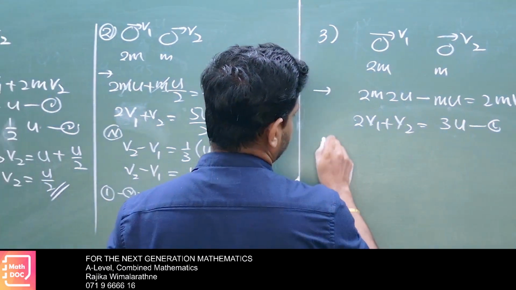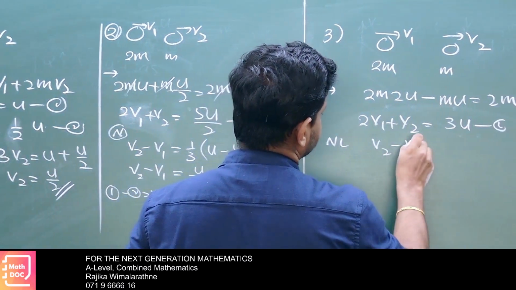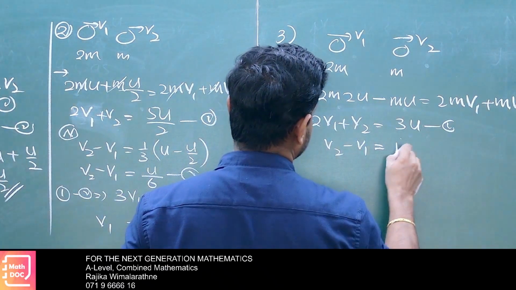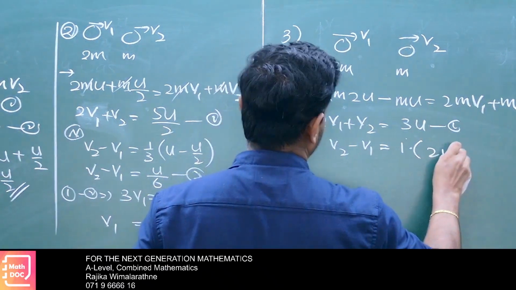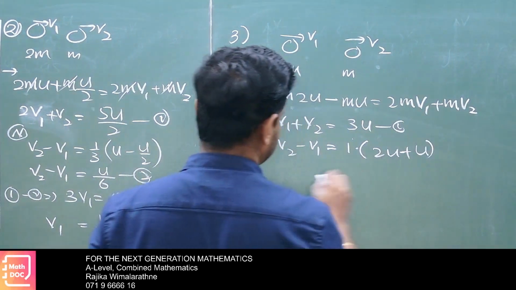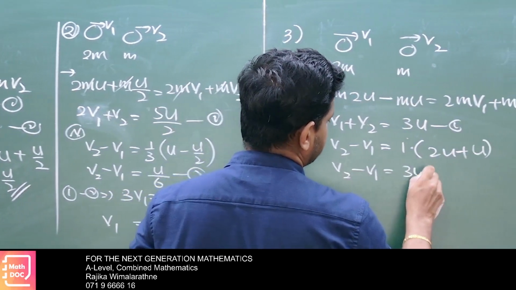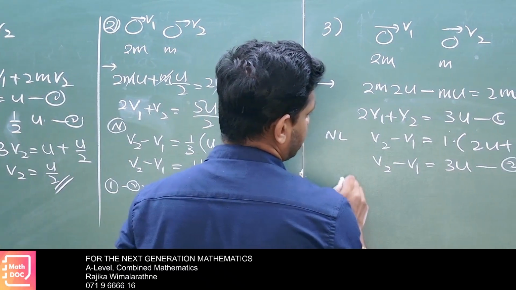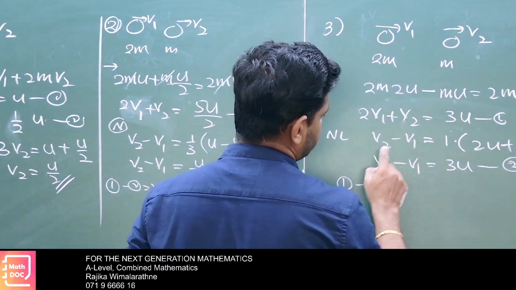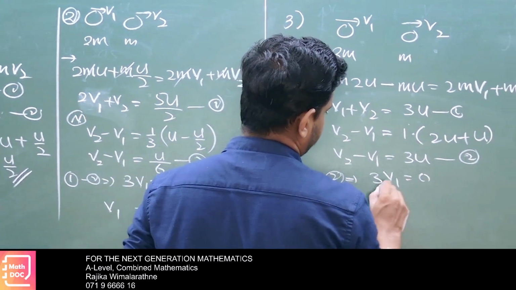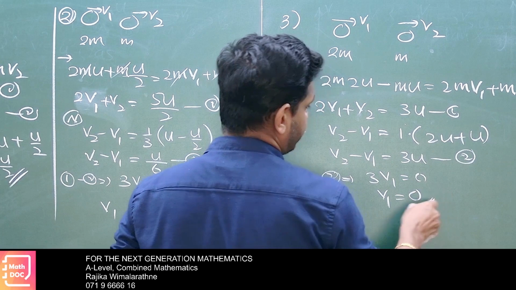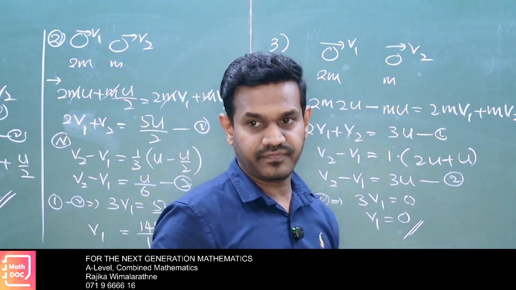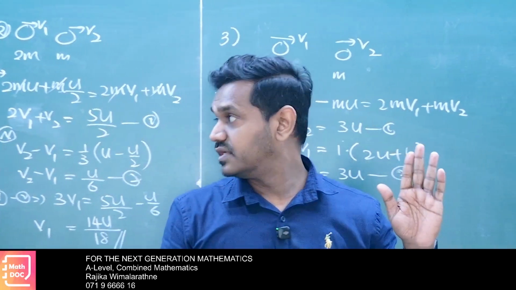Then Newton's law: v2 minus v1 equals e times relative velocity. e means 1, perfectly elastic collision, relative velocity 2u plus u, say, opposite directions. Then v2 minus v1 equals 3u. Then 1 minus 2: 3v1 equals 0. v1 becomes 0 now. Then you can find the other, no? Then this one comes to rest, no? That is the third one.